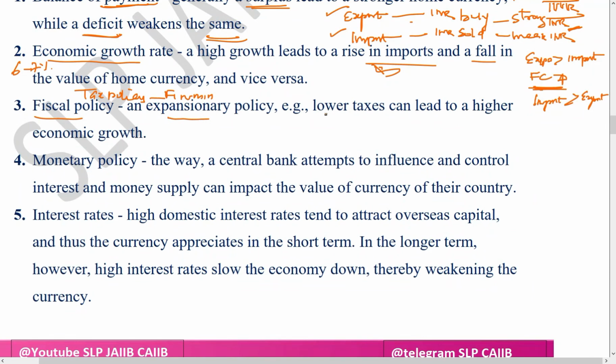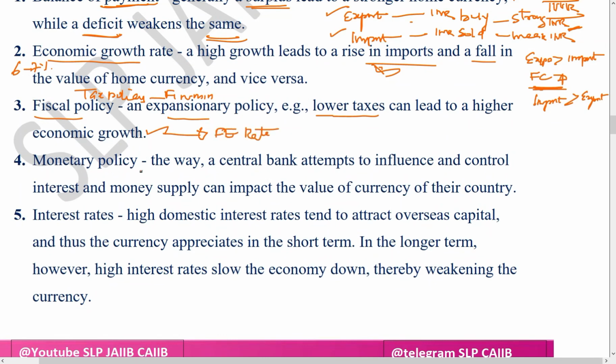More growth means we have to reduce the taxes. Lower the taxes, then only many people will come to the country to invest. Also, middle class people will have more money to spend, more money to purchase goods. Then only the economy will be improved. So expansionary policy means you are reducing the taxes and reducing the interest rate. This will lead to higher economic growth. So the higher economic growth will impact our foreign exchange rate.